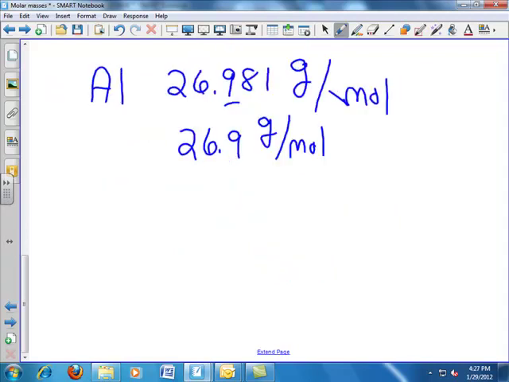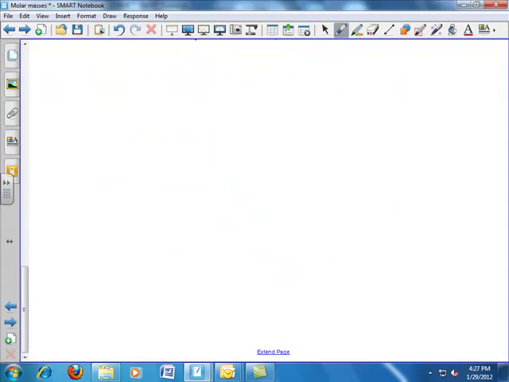Now, a couple issues. Find the molar mass of oxygen. And on your periodic table, oxygen is 15.99999. We will use oxygen as 16 grams per mole. So those are molar masses.